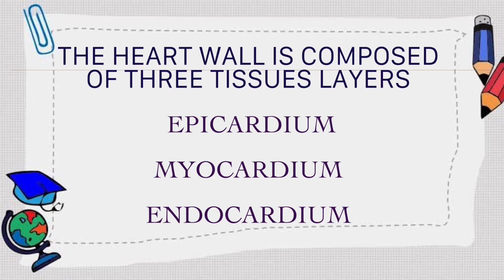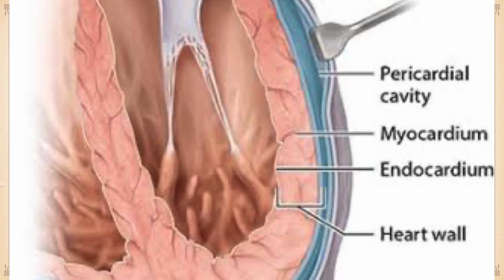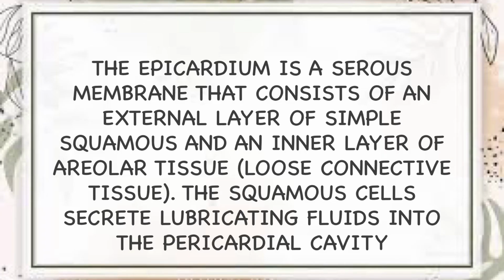The heart wall is composed of three layers: epicardium, myocardium, and endocardium. Heart wall as shown in this figure: myocardium, endocardium, pericardial cavity. The epicardium is a serous membrane that consists of an external layer of simple squamous cells and an inner layer of areolar tissue. The squamous cells secrete the lubricant fluid into the pericardial cavity.